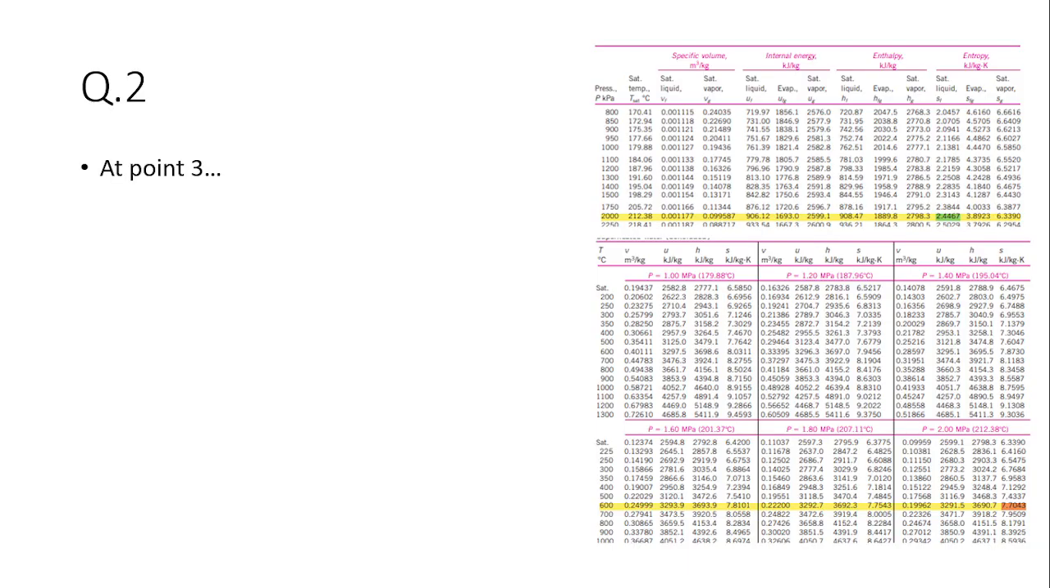Now let's consider the turbine. So the turbine at point 3, we are looking at the entropy at 600 degrees Celsius and 2 megapascal. So 2 megapascal is 2000 kPa. So that's what we have here, right?